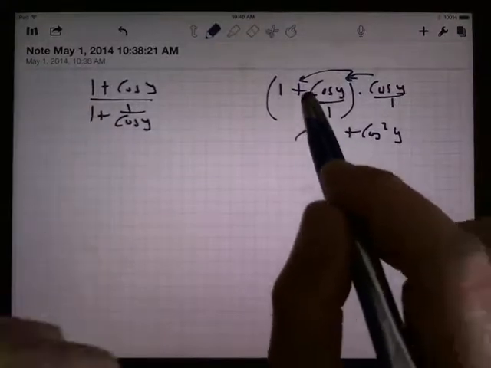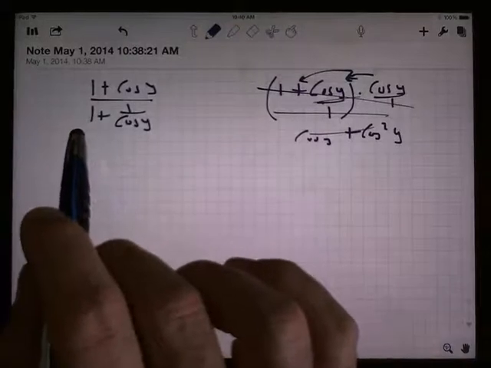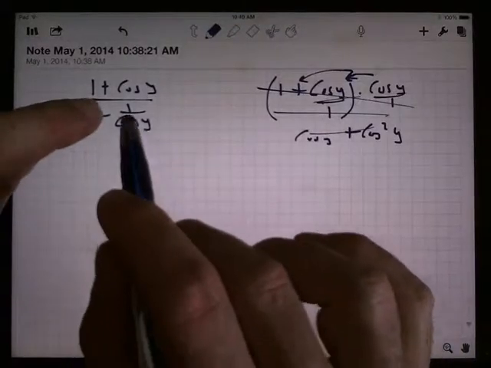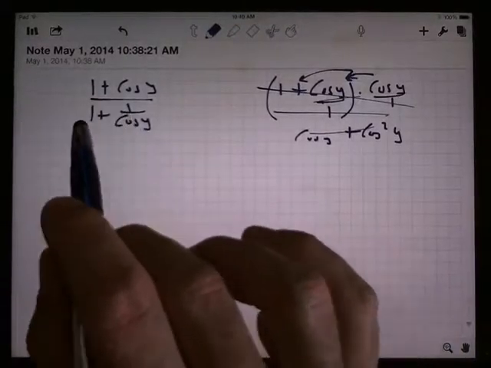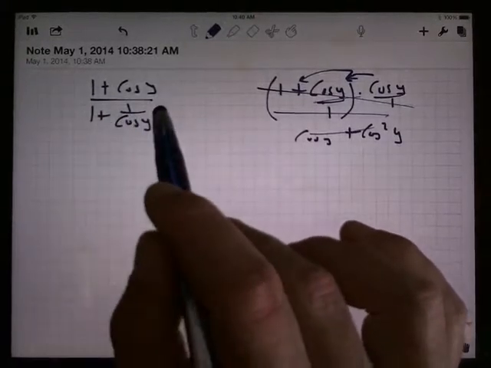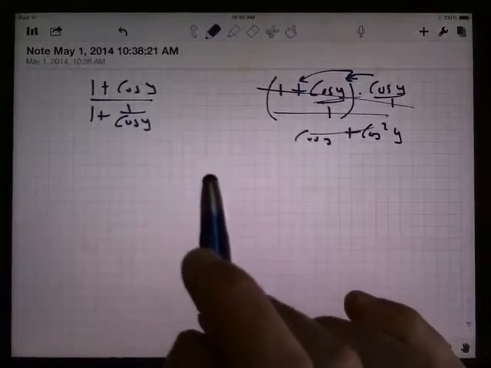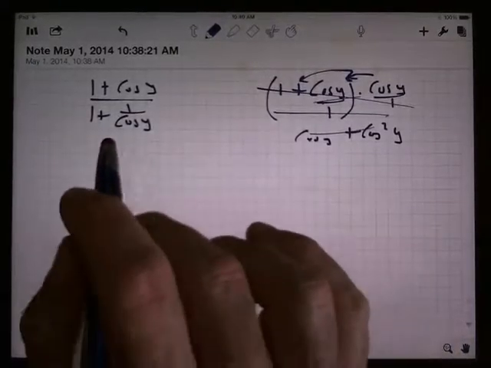But even then, this is not the right thing to do anyway because this plus 1 is here. You're not just dividing by this thing, you're dividing by this plus 1, and you're going to have to add those two things together before you actually do the division. Okay, so a couple of ways that people approach this, and I'll show you both ways.